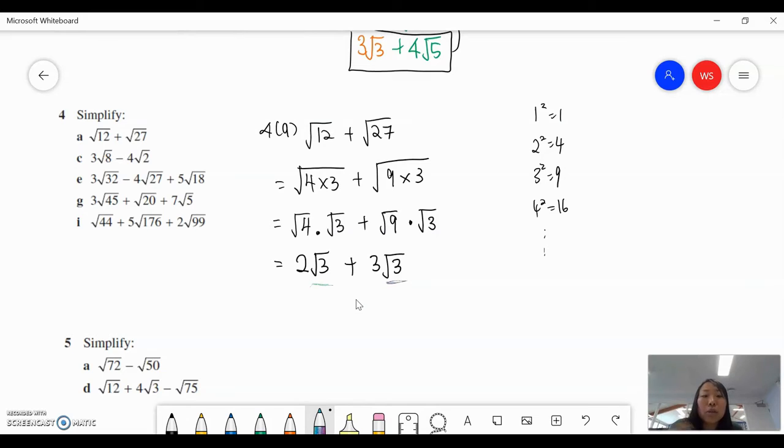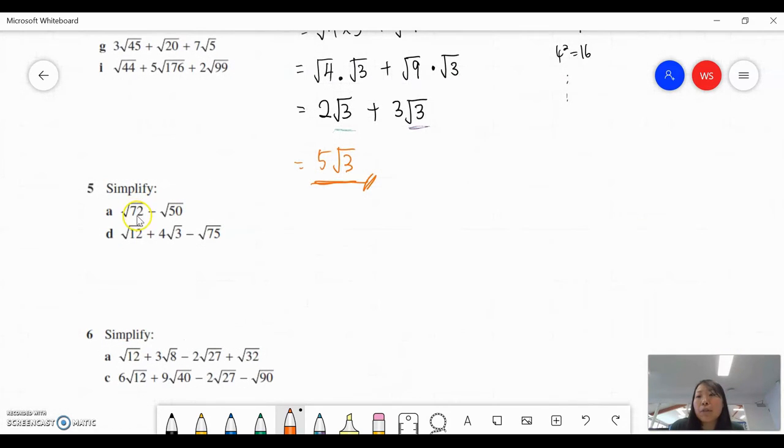Now, the next part is you can then proceed to add your like surds there. So just adding the number of groups together, which is 2 plus 3, giving you 5 square root of 3. Okay, so this is an example in terms of a full scale sort of using your different steps to try and simplify your surds.